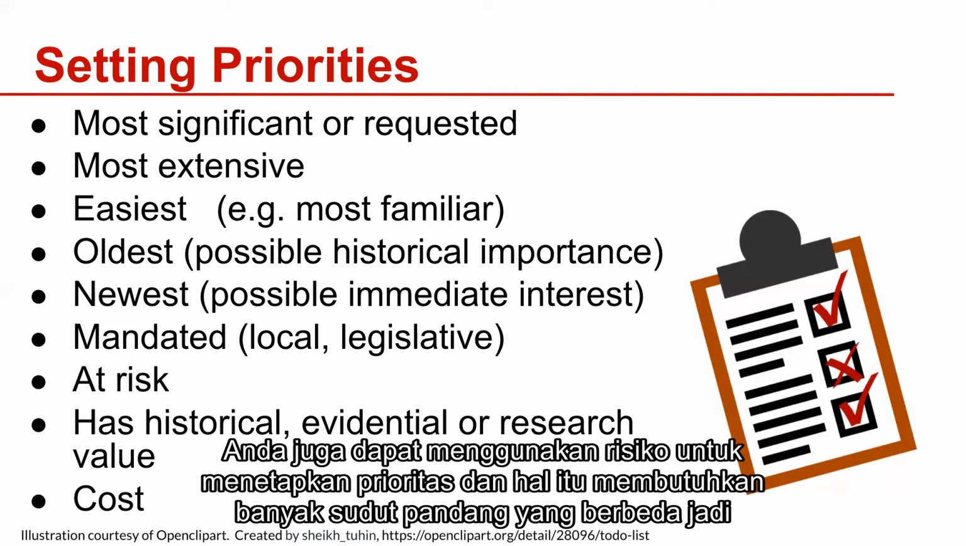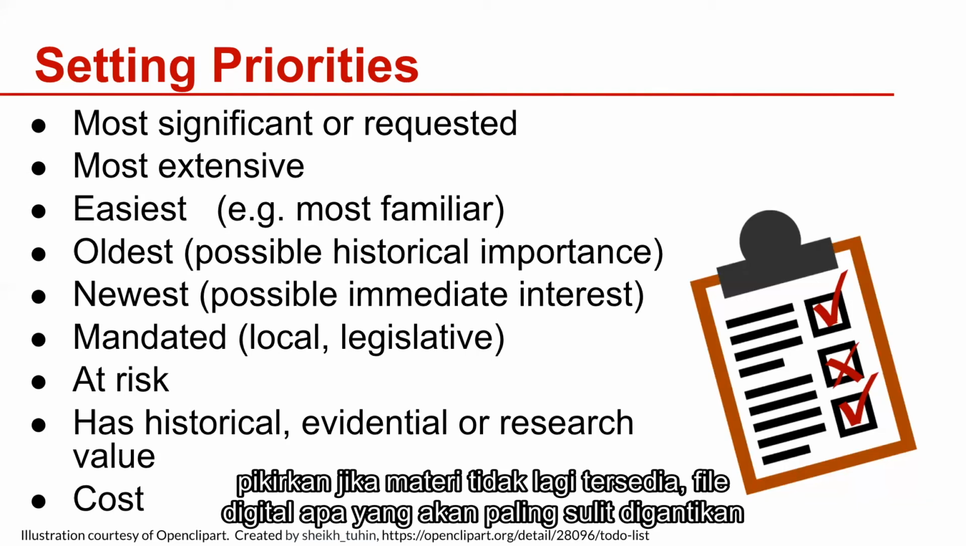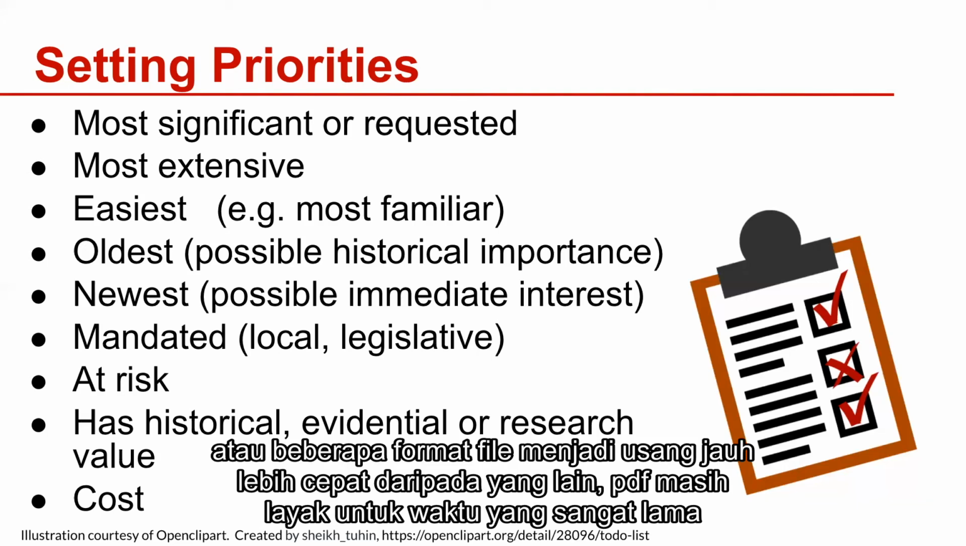You may also use risk to set priorities, and that takes on a lot of different lenses. So think about if materials were no longer available, what digital files would be the hardest to replace? Or some file formats become obsolete a lot faster than others.